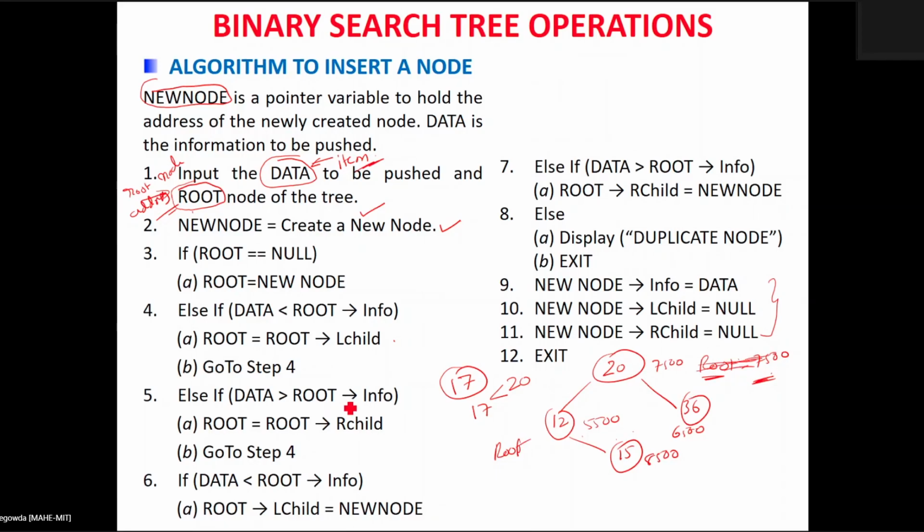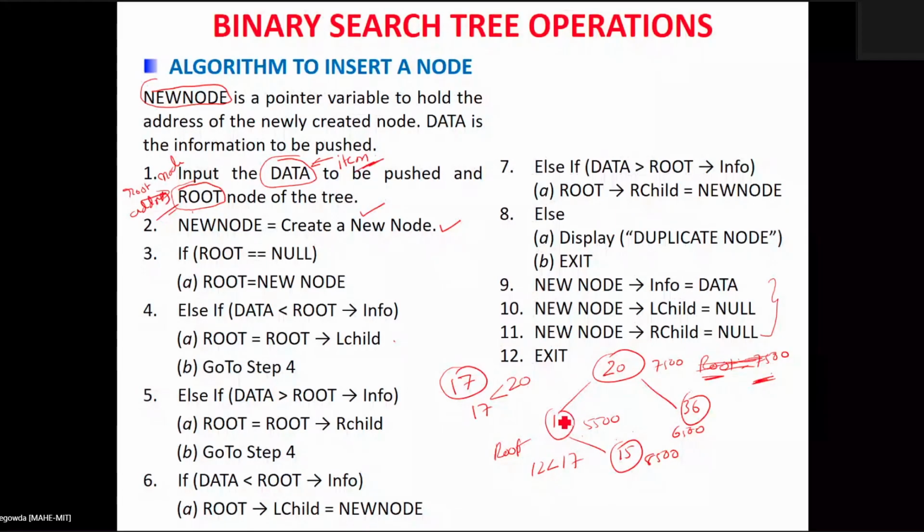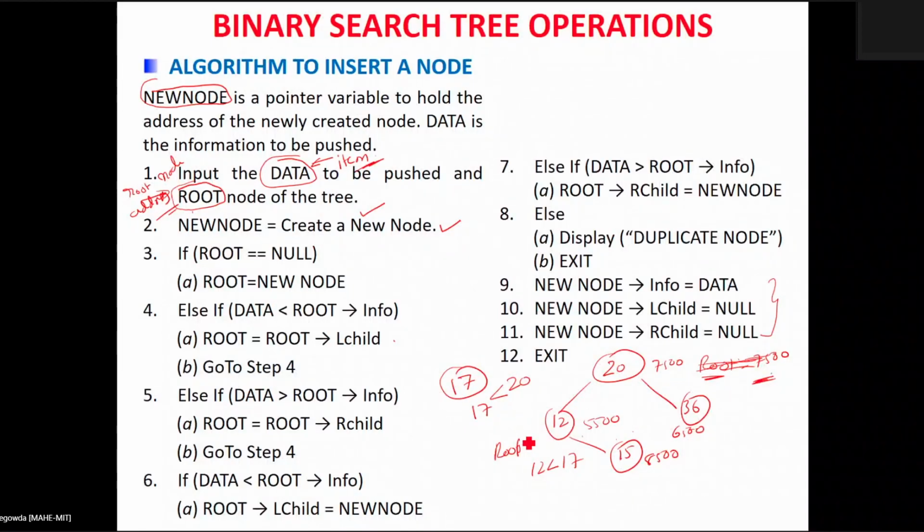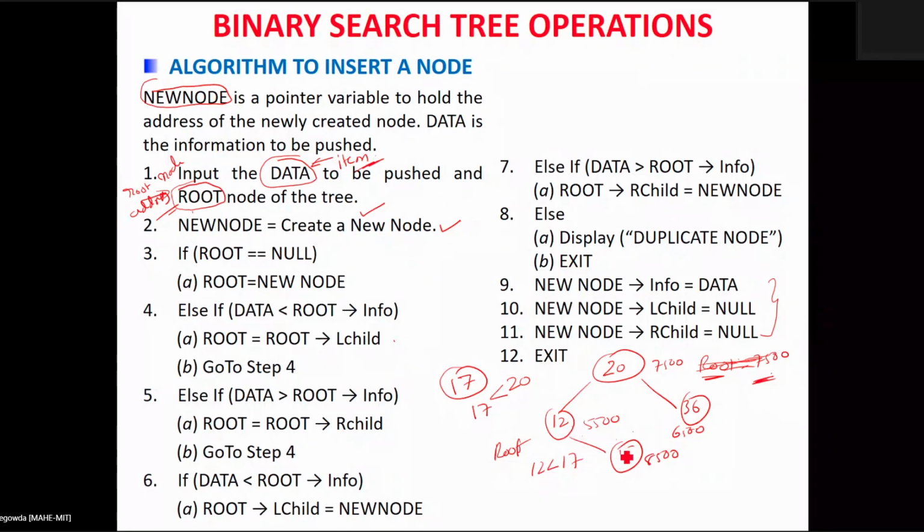Now it is pointing to this. Again, you are coming back to this step here. Again, you are going to check the data against root points to info. Root points to info is 12. 12 is again less than 17. When it is less than 17, it is understood that there is a right subtree, so you have to traverse over there. I have 17 to be inserted here, and I have the value 12. 12 is less than 17, so you have to traverse right.